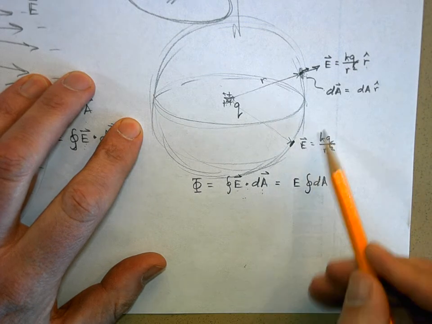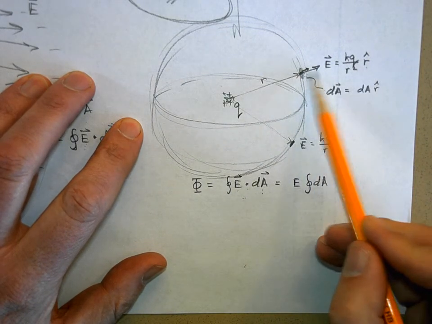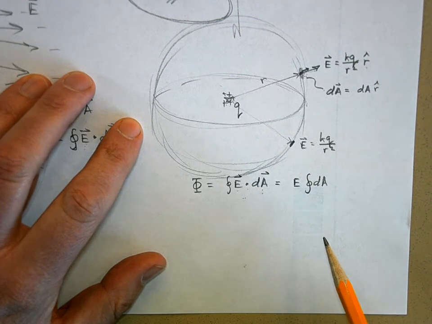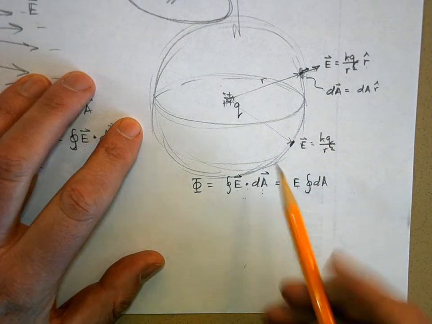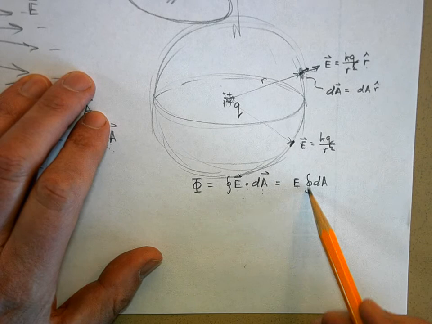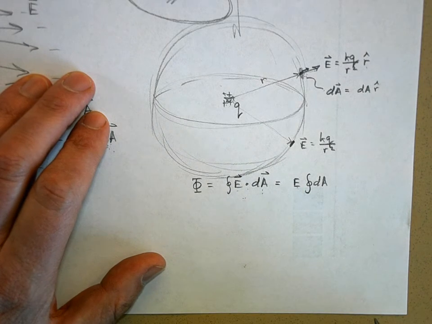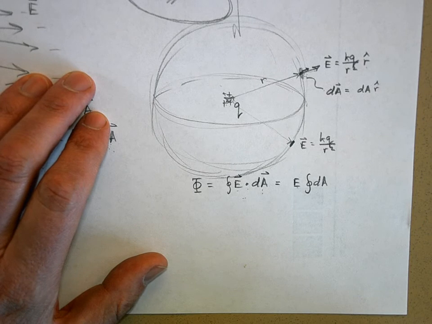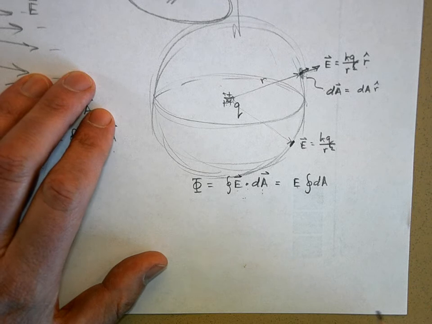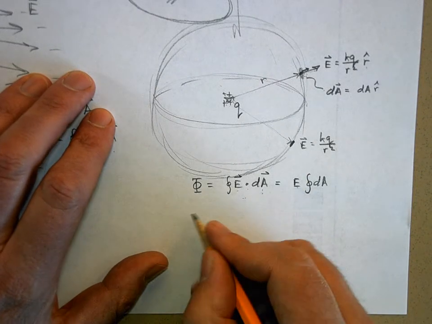And let's just say that the direction of the areas is always in the same direction as the electric field. So I get E times the sum of all the little dAs. Well, this is a sphere. When I sum all of the little dAs, what am I going to get? I'm going to get the surface area of a sphere. And we all remember what the surface area of a sphere is, don't we? Yeah, it's 4 pi r squared. Everybody knows that, right?